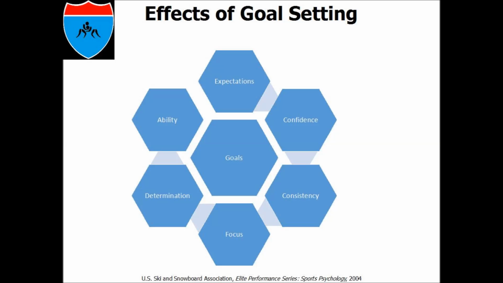When you fall short of your goals, that should tell you, okay, maybe I need to change one or two things to increase my ability at affecting the process goals that I've set forth. Again, all of these are effects of goal setting.